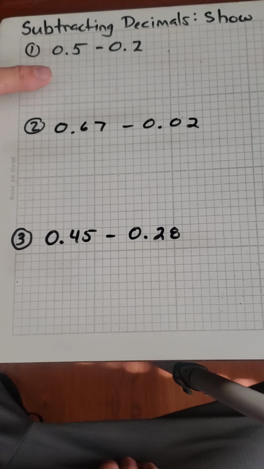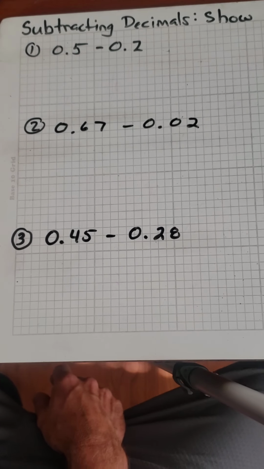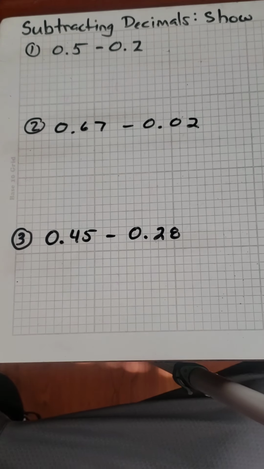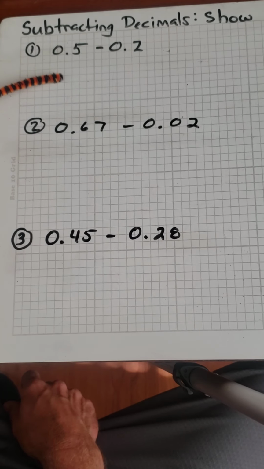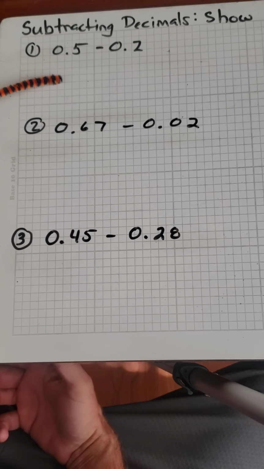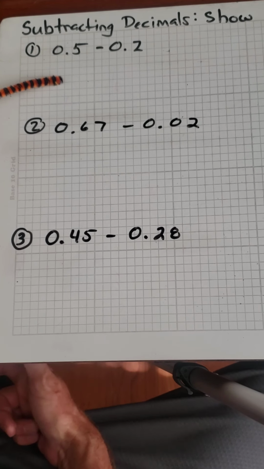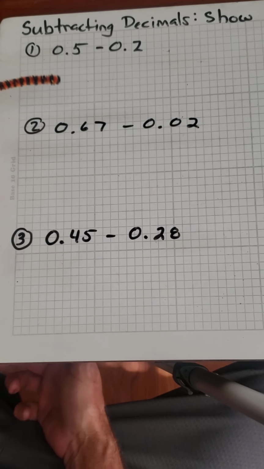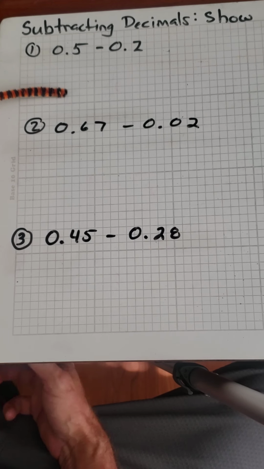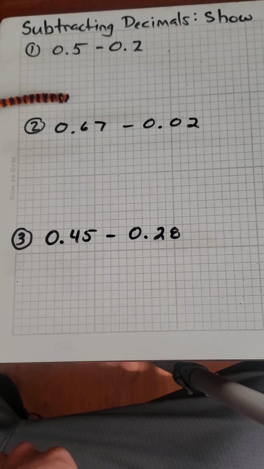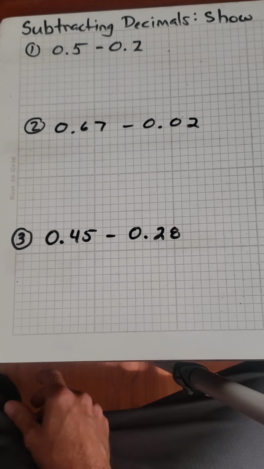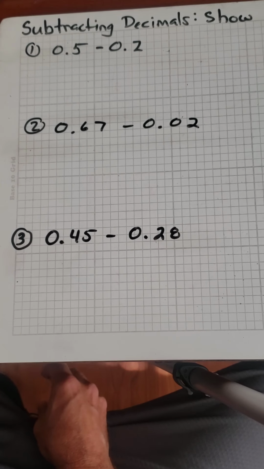So if we look at this problem here, we might already have an idea of how we might be able to show this. If we think back to fractions, the showing of adding fractions was pretty similar to the showing of subtracting fractions. And then the showing of adding decimals was pretty similar to the showing of adding fractions. So it would make sense that this showing of subtracting decimals is probably going to be pretty similar.